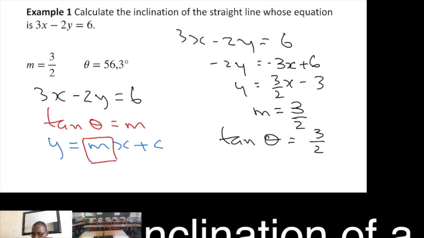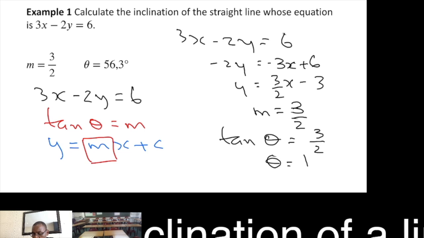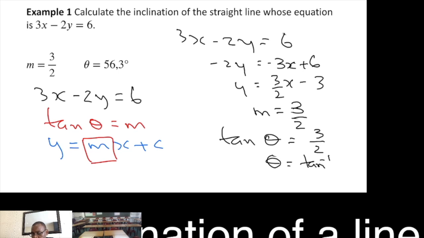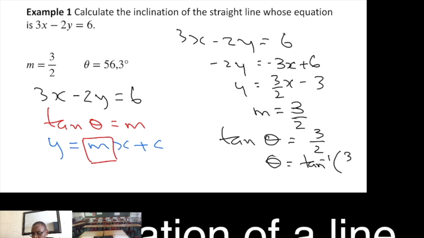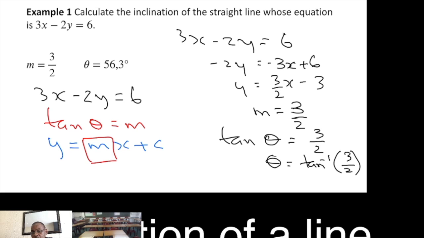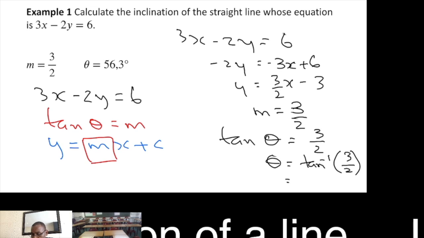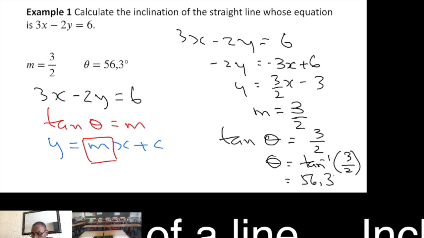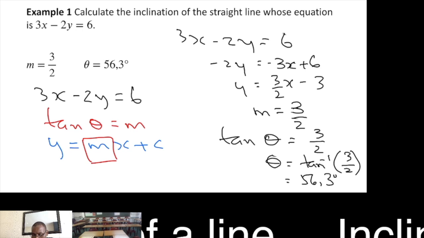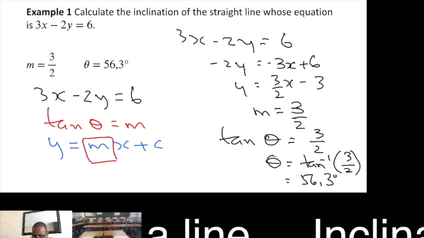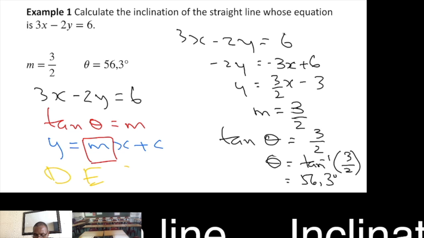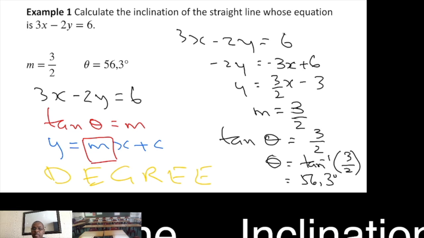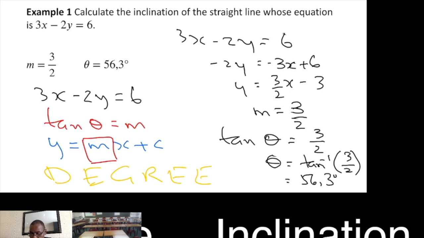And to find theta, use your calculator, shift tan, you just write it as it is, shift tan of 3 over 2. All right, and that will give you your angle of 56.3 degrees. Please just take note. Make sure that your calculator is in degree mode. Otherwise, you won't get that answer.